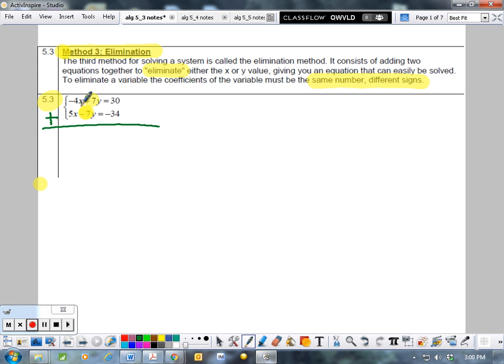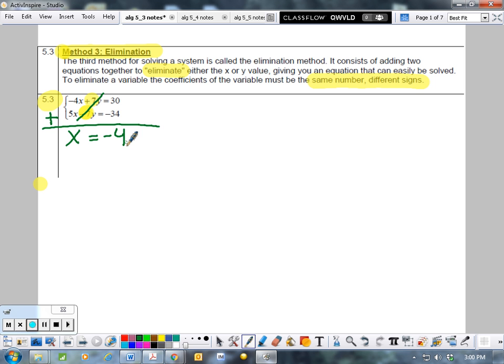So negative 4x plus 5x gives me 1x. The 7y minus 7y becomes 0. And that is equal to 30 minus 34, which is negative 4. And so right away, I've got that first value for x, which is amazing. I love it. And so there's my first answer.